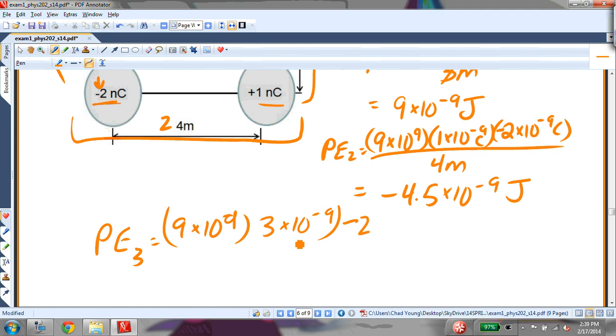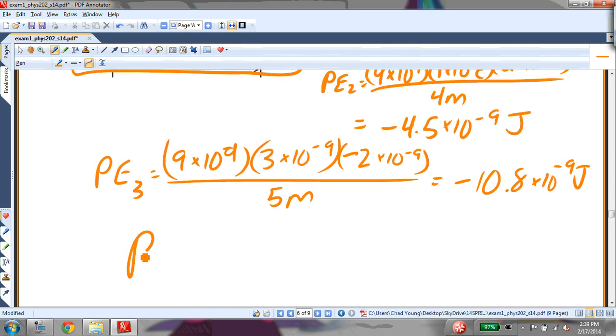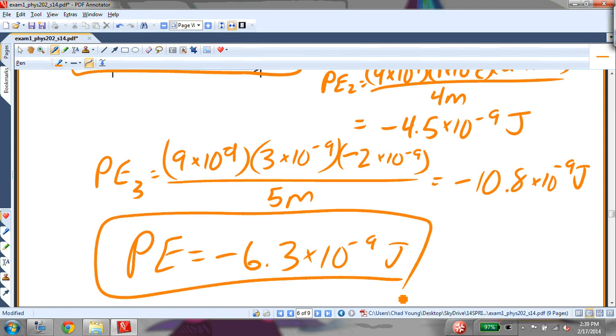Not forgetting the negative. Divided by the distance, which was 5 meters on the hypotenuse of that 3, 4, 5 triangle. I get negative 10.8 times 10 to the minus 9 joules. And then I just add those up. And when you add them all up, the sum of those 3 numbers is negative 6.3 times 10 to the minus 9 joules, and that was the correct answer.